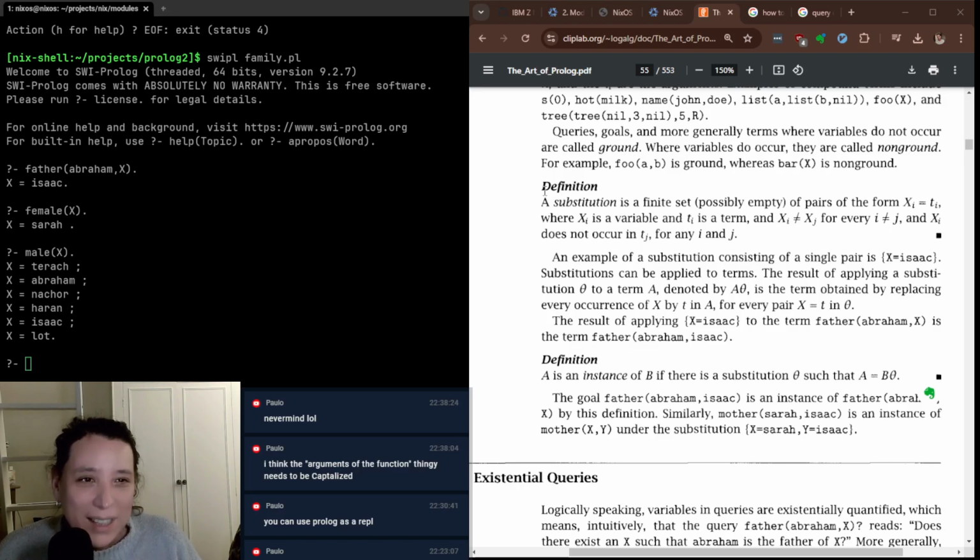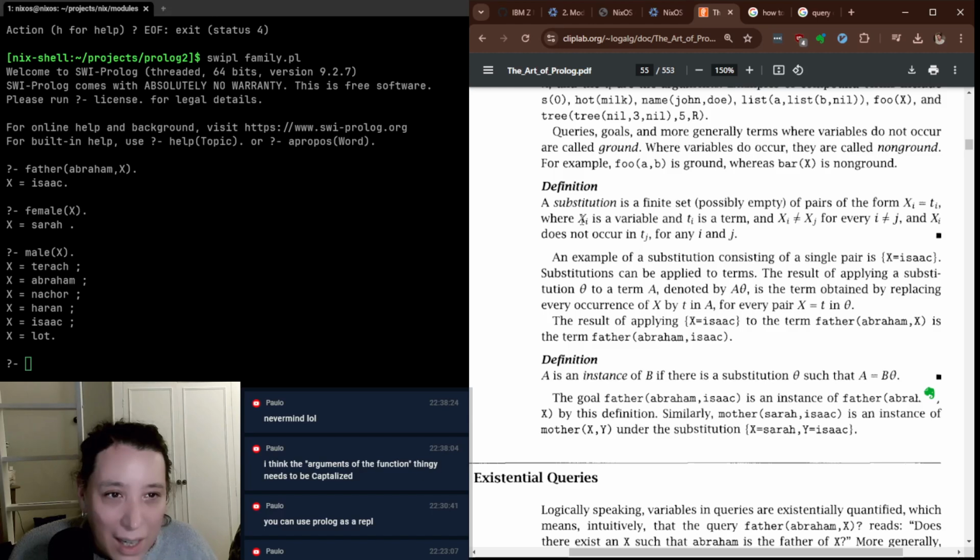Alright. Definition. A substitution is a finite set, possibly empty, of pairs of the form Xi = ti, where Xi is a variable and ti is a term, and Xi does not equal Xj for every i not equal to j, and Xi does not occur in tj for any i and j. An example of a substitution consisting of a single pair is X = Isaac.